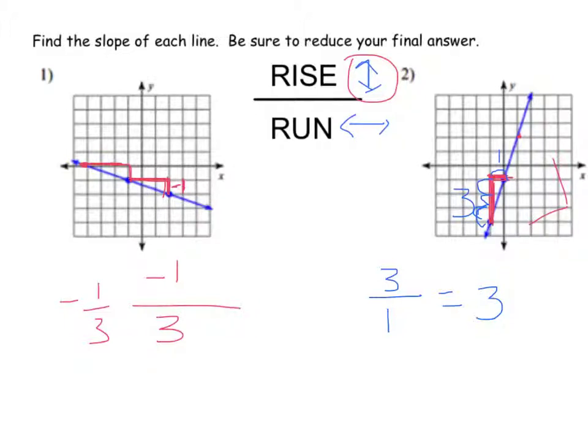So my rise was 3, my run was 1, so it is a +3. Now a couple things I want to tell you. I want to remind you that if it is going downhill like this line, your slope is always going to be negative. If it is going uphill like the second example, it is going to be positive. I highly suggest you write that on your notes.